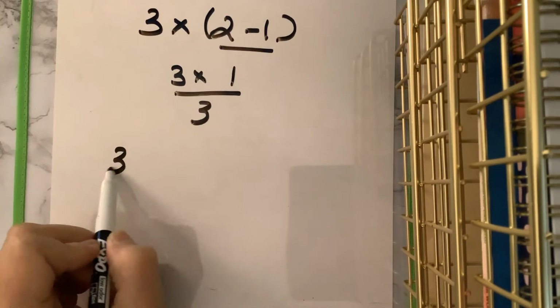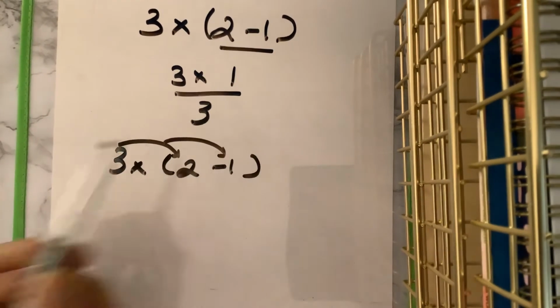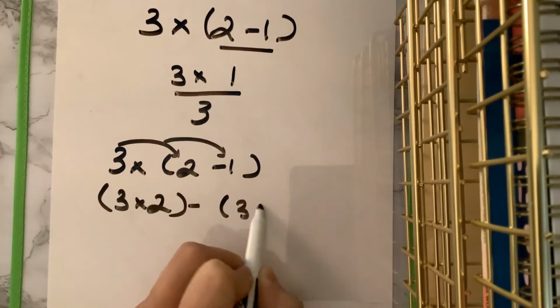Now, what if we used the distributive property to solve this problem? So we're going to distribute that 3 to each. So 3 times 2 minus 3 times 1.